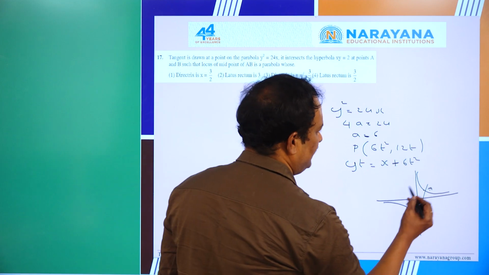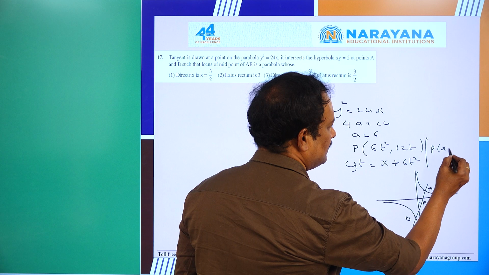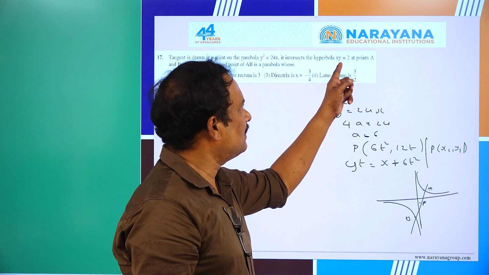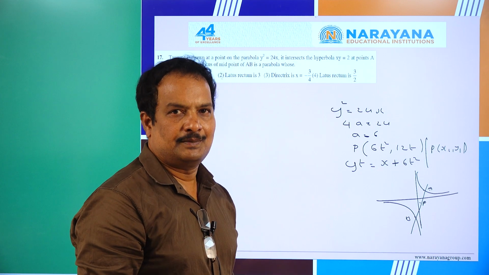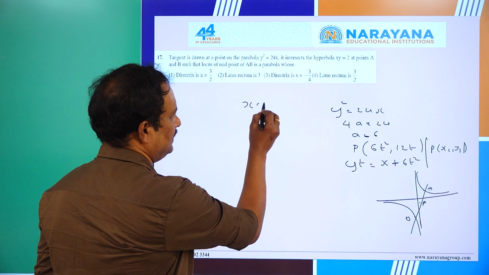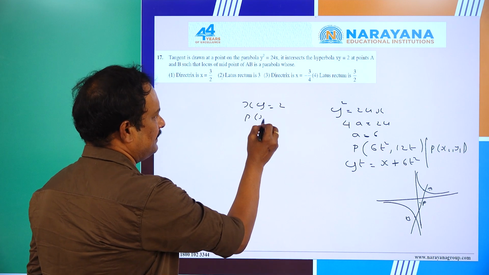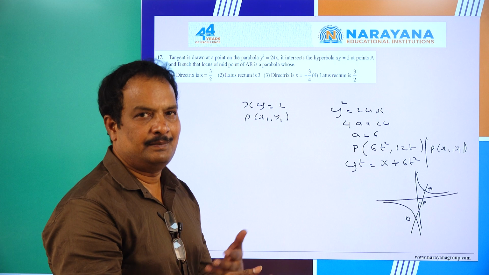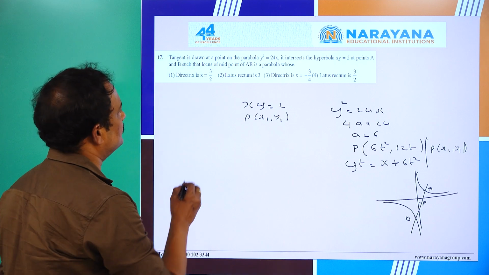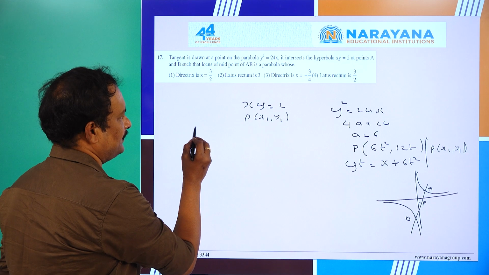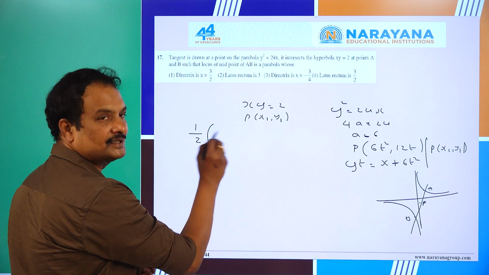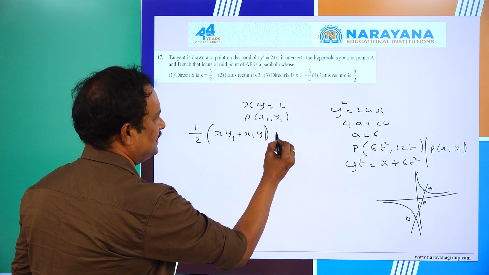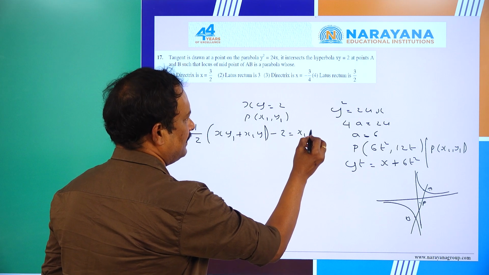Since the locus of P is required, take the point P as x1 comma y1. Once you take the point P as x1 comma y1, since it is the midpoint of a chord of xy equal to 2, the chord equation you are supposed to take. What is the chord equation for xy equal to 2 at the point x1 comma y1, the chord having P as a midpoint? So what is the chord equation AB here? Of course, you are supposed to take that is what, 1 by 2 into the standard procedure for this, (xy1 plus x1y), minus 2 is equal to x1y1 minus 2.